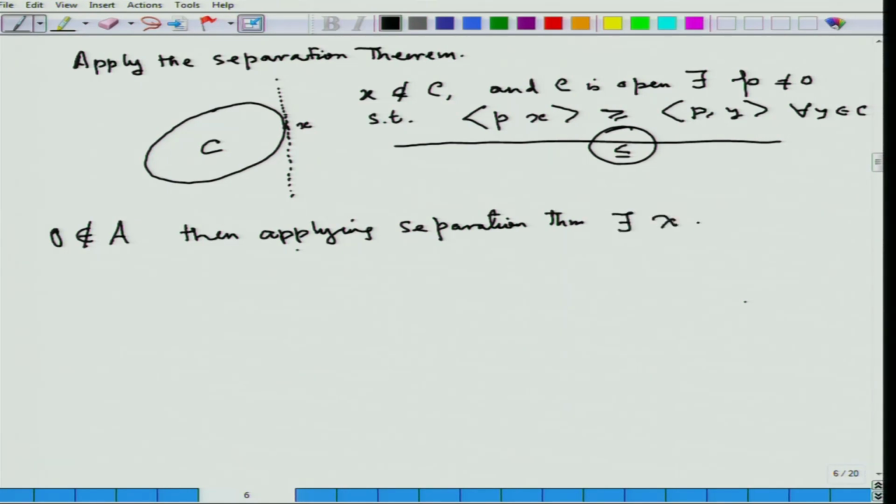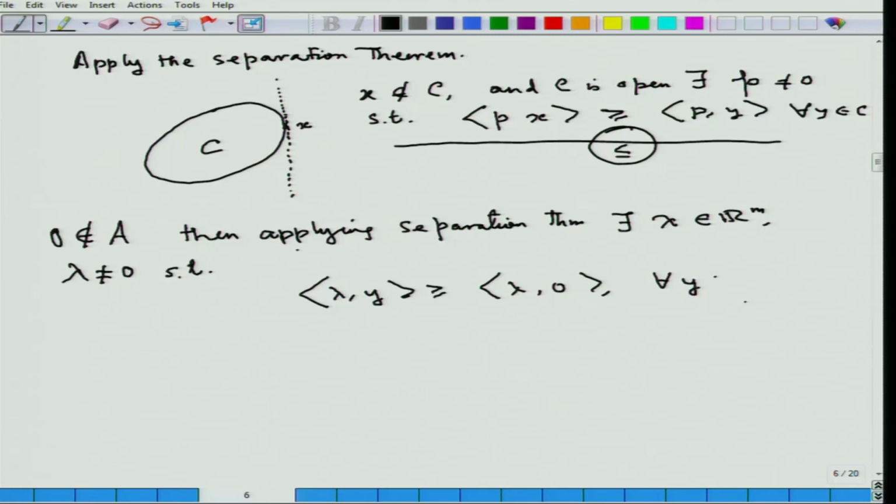there exists lambda, an element of R m, and lambda not equal to 0, such that lambda of y is greater than or equal to lambda of 0 for all y in A. This is a standard separation theorem. I have just reversed the inequality, it does not matter. So, lambda of y is greater than or equal to 0. Now, how does a y look like?